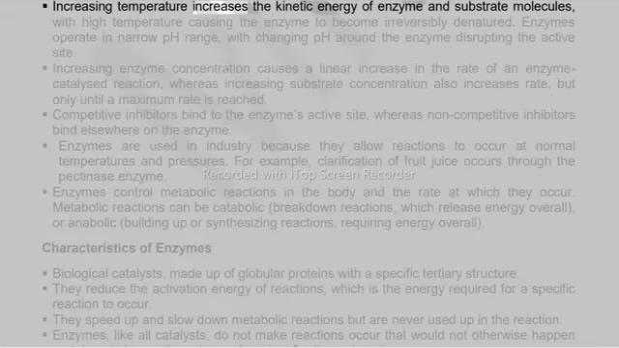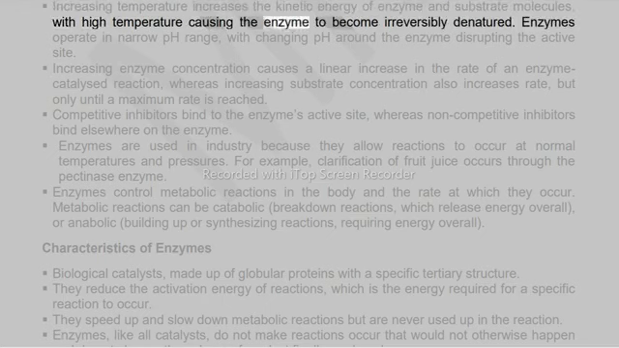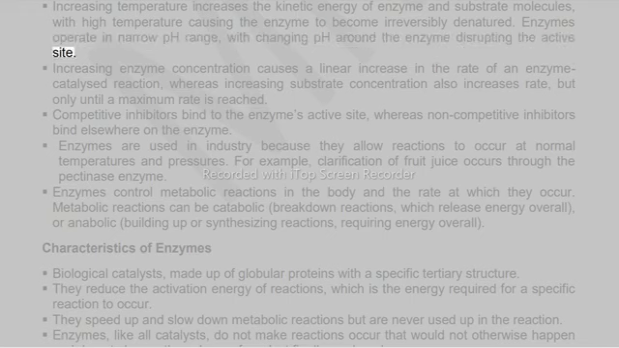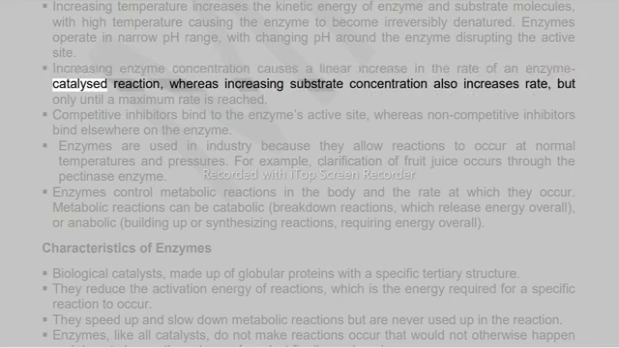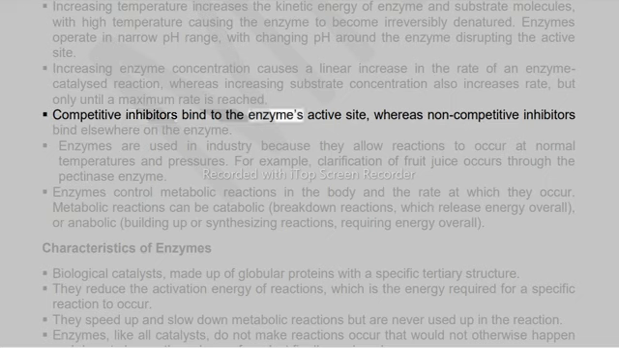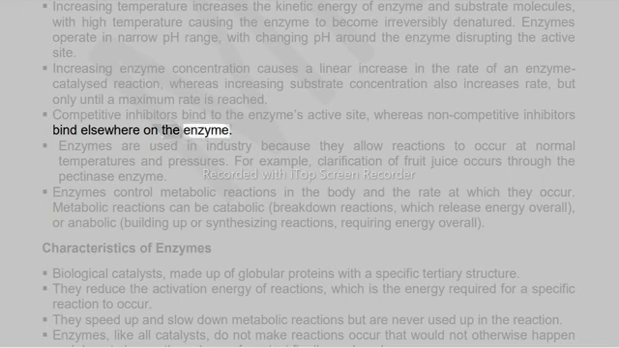Increasing temperature increases the kinetic energy of enzyme and substrate molecules, with high temperature causing the enzyme to become irreversibly denatured. Enzymes operate in a narrow pH range, with changing pH around the enzyme disrupting the active site. Increasing enzyme concentration causes a linear increase in the rate of an enzyme-catalyzed reaction, whereas increasing substrate concentration also increases rate, but only until a maximum rate is reached. Competitive inhibitors bind to the enzyme's active site, whereas non-competitive inhibitors bind elsewhere on the enzyme.